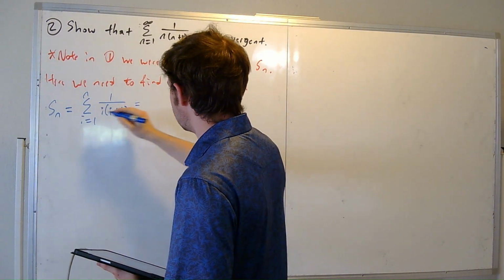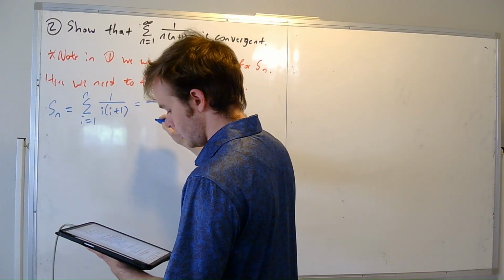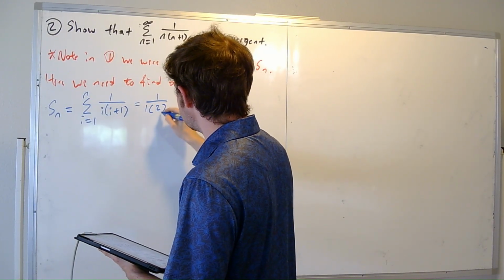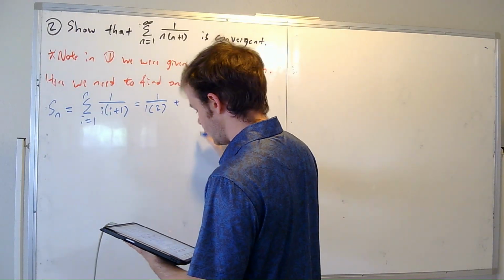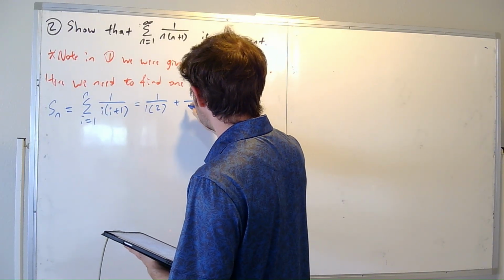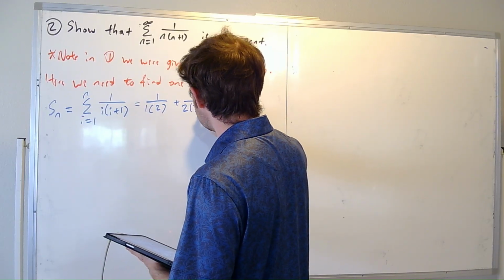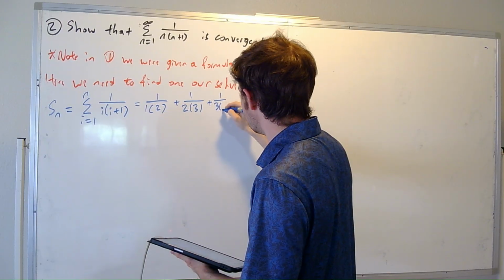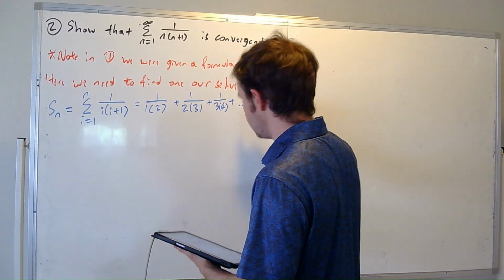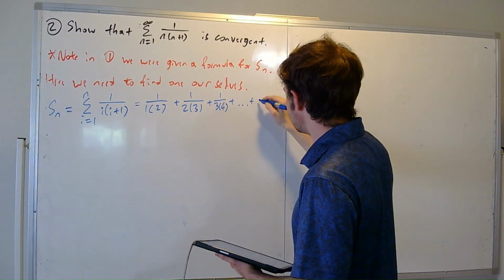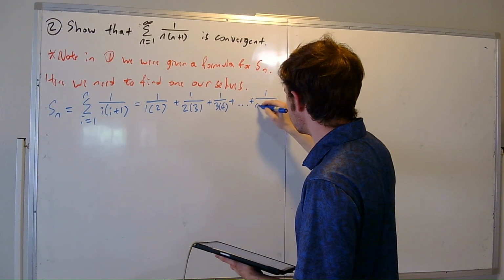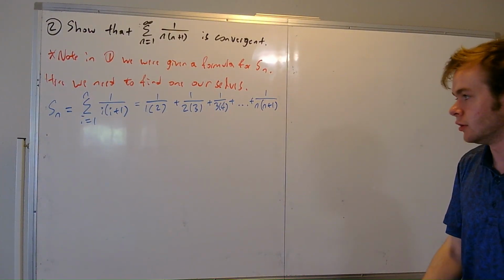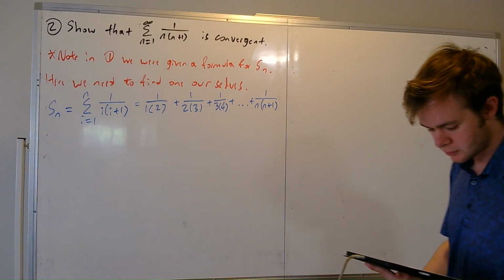So this is, if you plug in 1, you get 1 over 1 times 1 plus 1, which is 2, plus, if you plug in 2, you get 1 over 2 times 3. If you plug in 3, you're going to get 1 over 3 times 4. And you just keep going until the nth term. If you plug in n, you're going to get 1 over n times n plus 1. Right, so this is our formula. This is what we get.